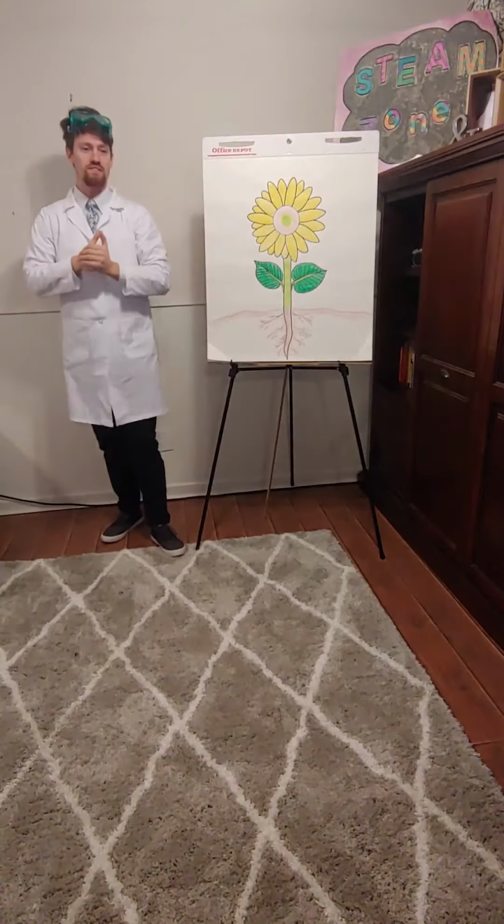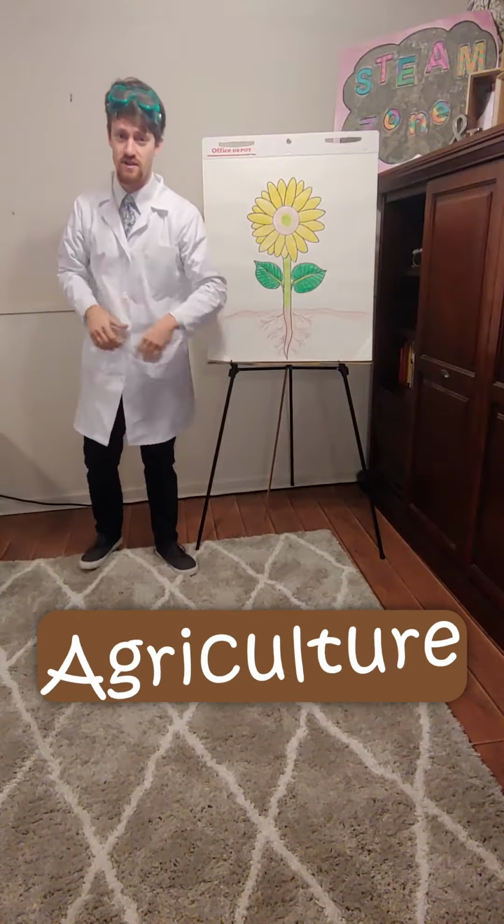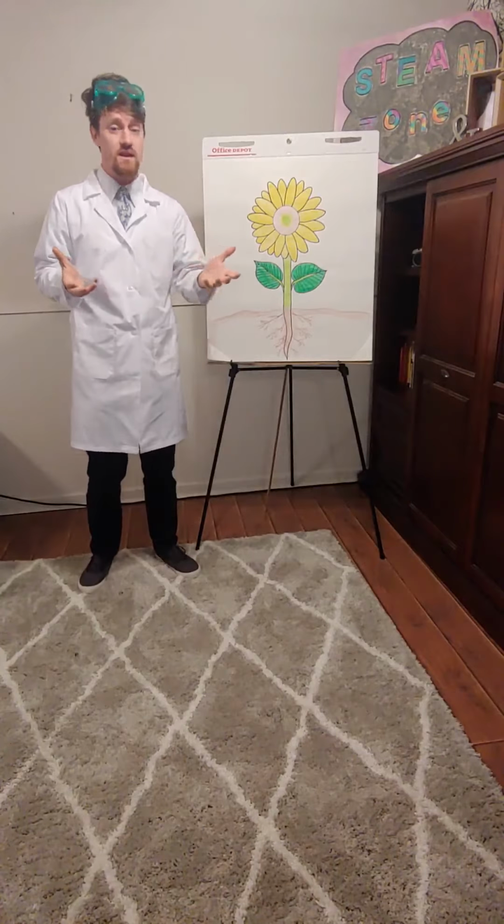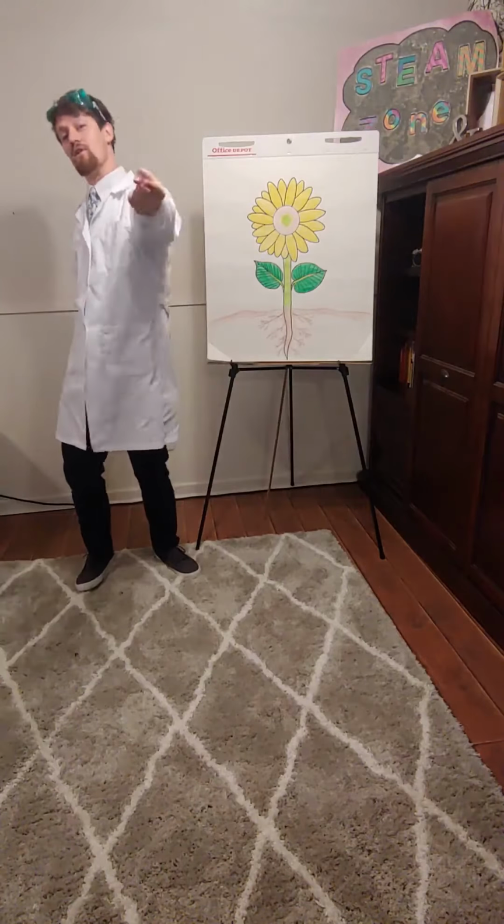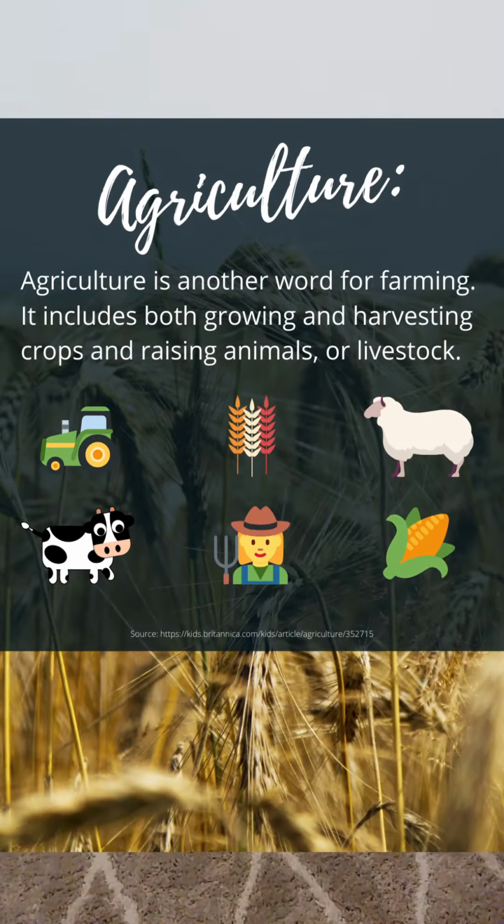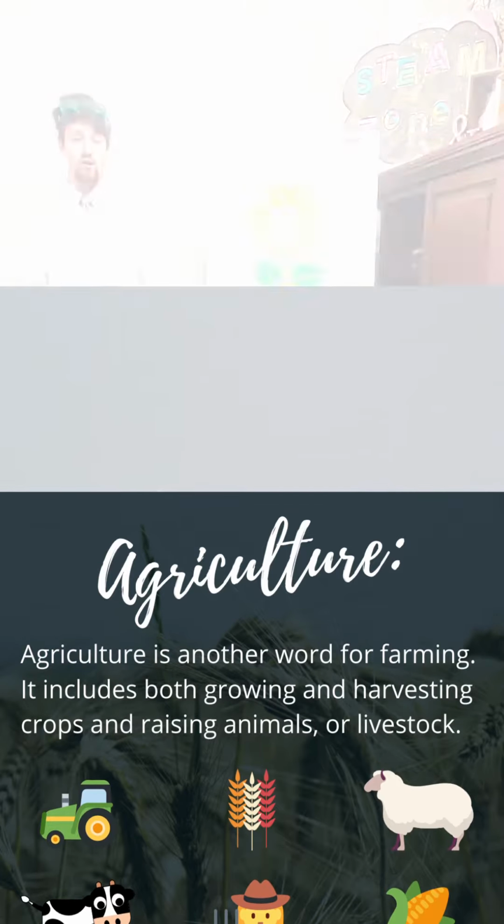So excited to have you with us here today. We're going to be talking about something called agriculture. It's part of the A in STEAM. You may be wondering or asking yourself, Mr. Paul, what is agriculture? Well, I'm glad you asked. I've got the definition right here for you. Agriculture is another word for farming. It includes both growing and harvesting crops and raising animals or livestock.